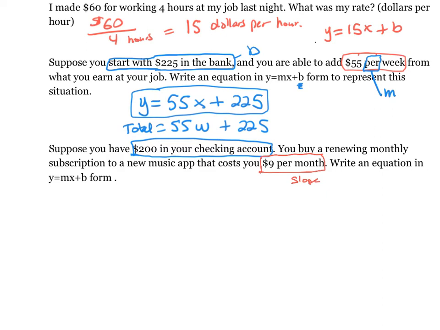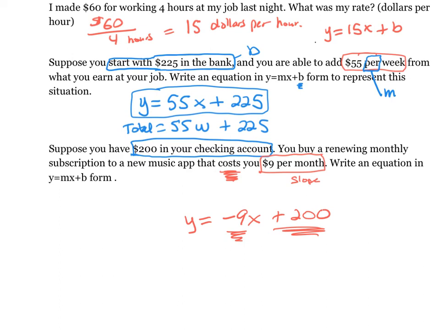Now, this says it costs you $9. So you're actually losing or subtracting $9 from your account by buying this app every month. So when I write the equation, it's negative 9x plus 200. I start with $200, and I'm losing or spending $9 per month.